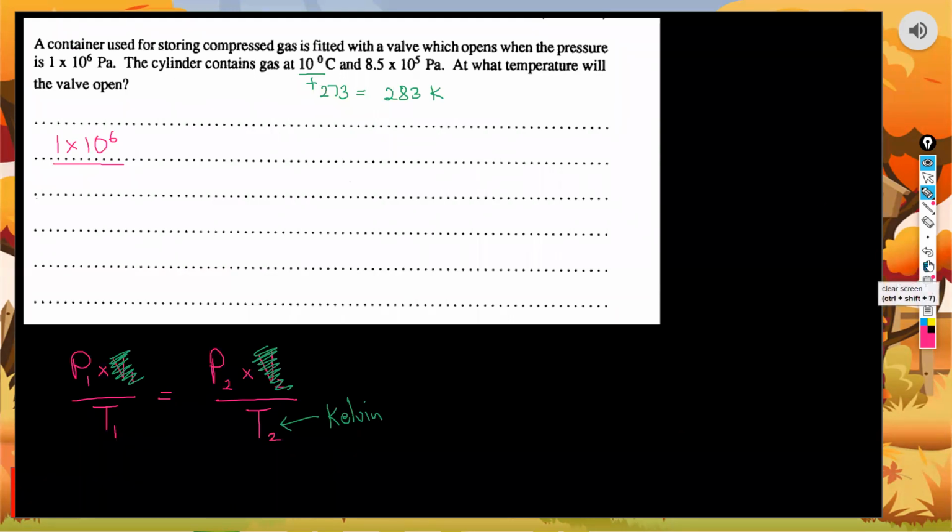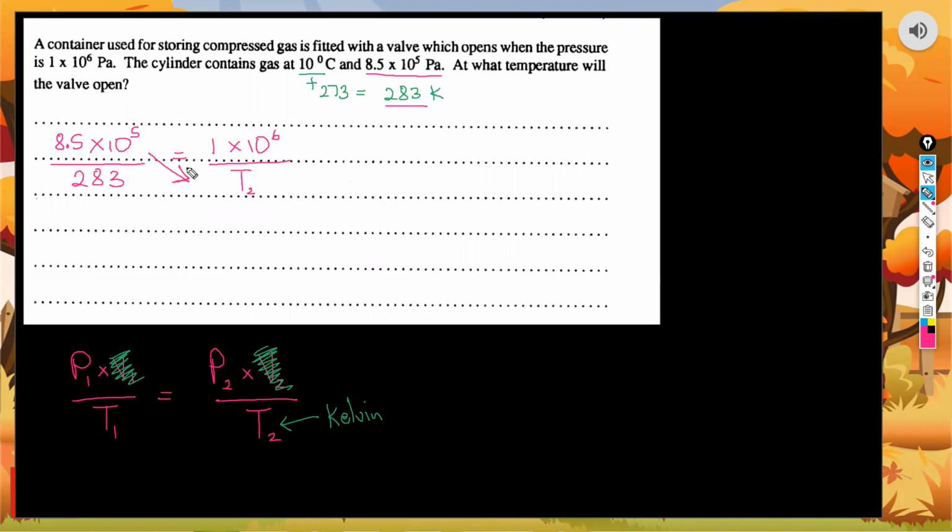Well, sir, that's not actually the before situation. The before situation is actually these two values, the 283 and the 8.5. So the pressure at the beginning was 8.5 multiplied by 10 to the power 5. The temperature in Kelvin at the beginning was 283. It will open when the pressure is 1 multiplied by 10 to the power 6. And of course, we're trying to find out that particular temperature. So I guess you could cross multiply from here.